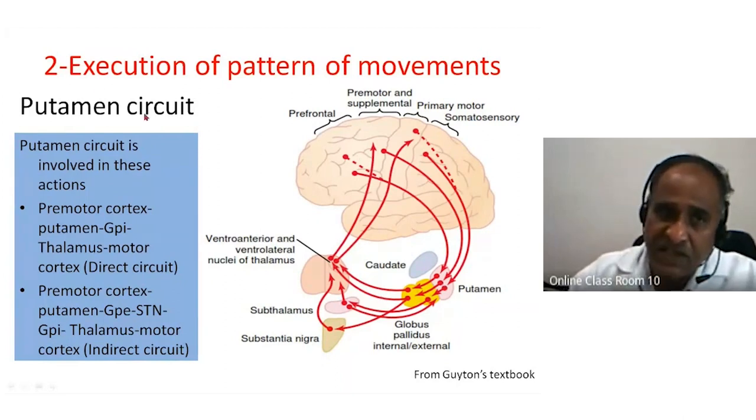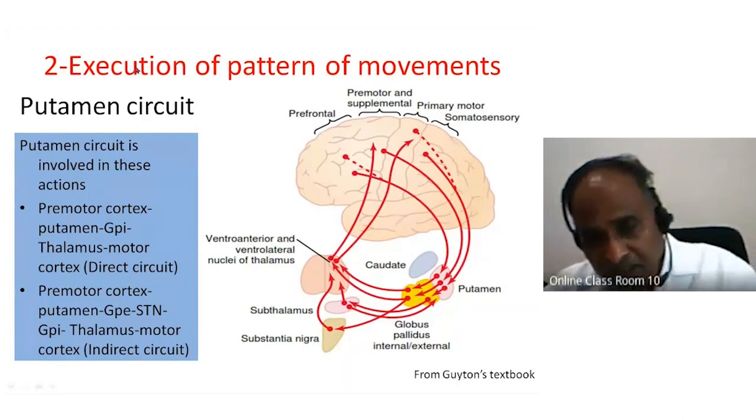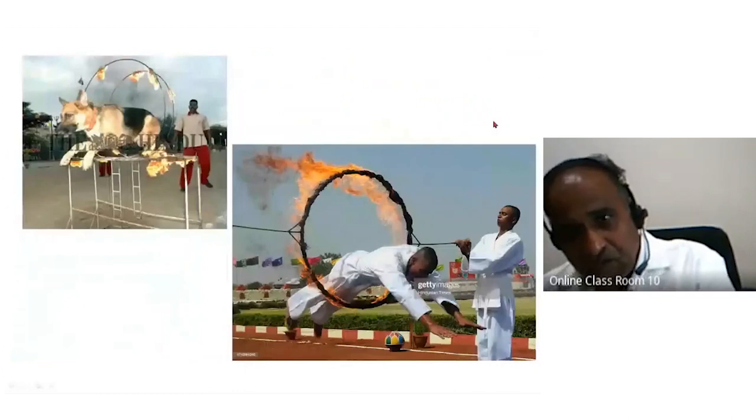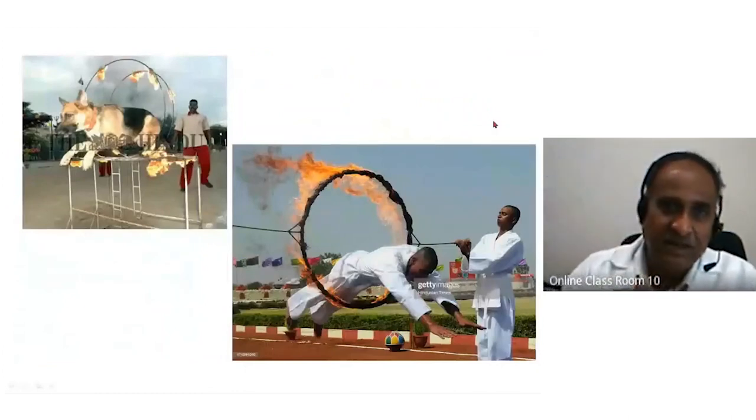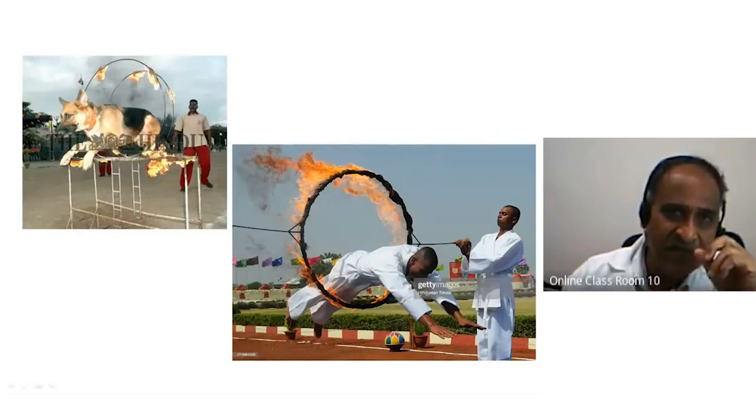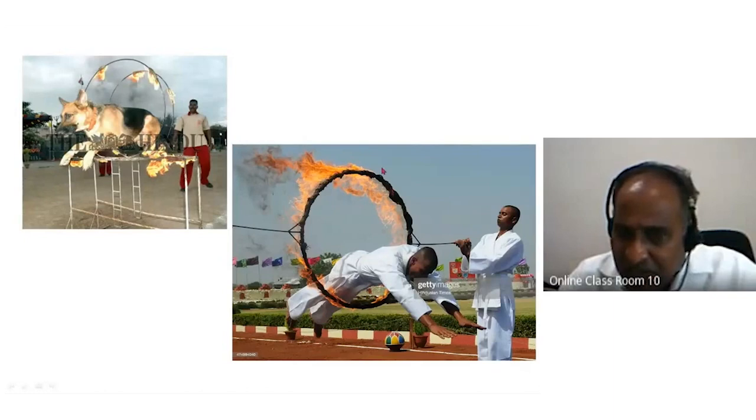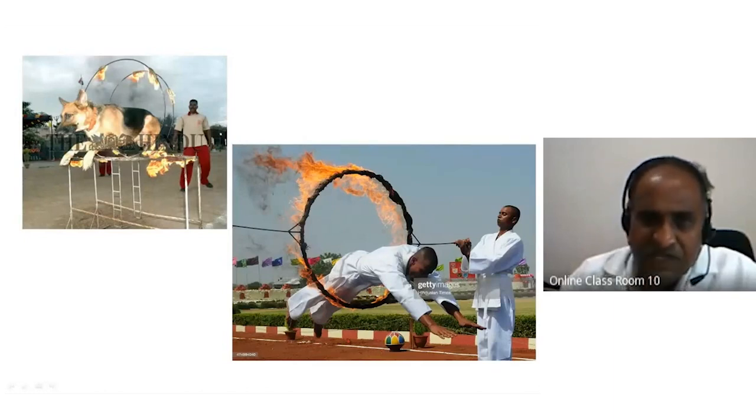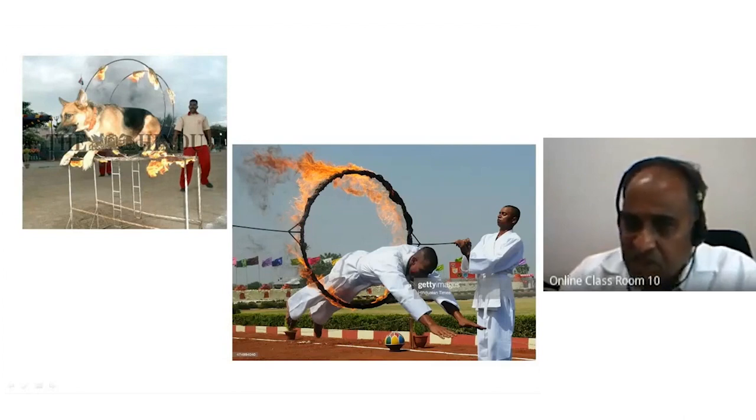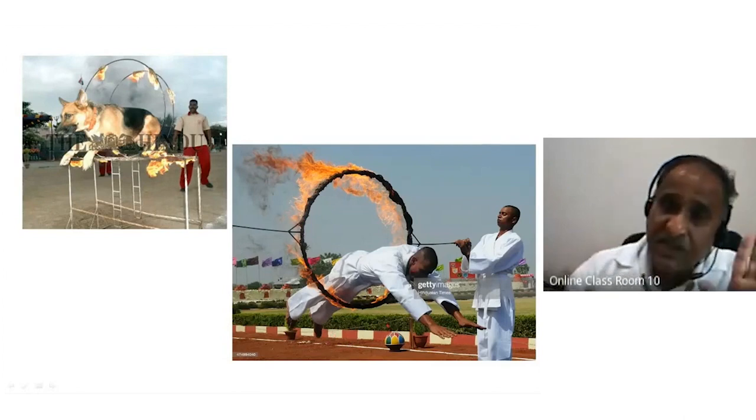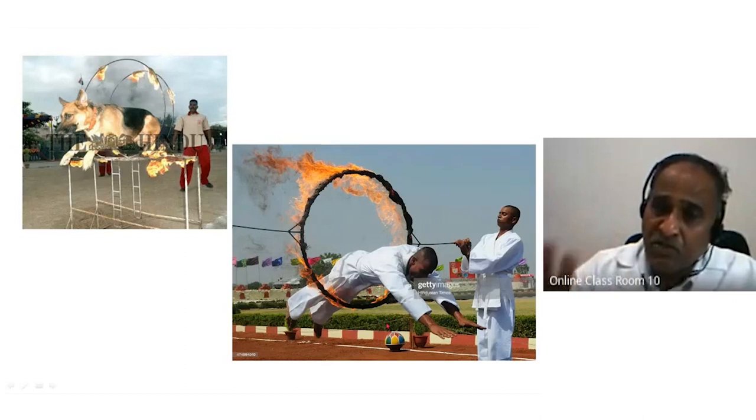Both are activated, and that is where the X pattern is executed. Now you just see that, that's one of the examples here. This dog is jumping through these fire rings. So you just see that it does not get hurt. Similarly, this man is jumping through this fire ring, which you might have seen in the circus. You just see that. So that means he requires so much precision, so much of an action.